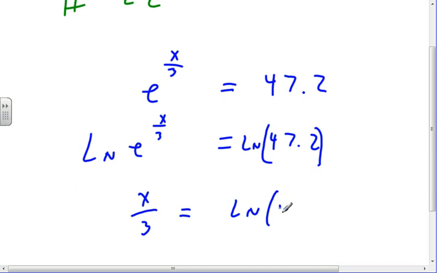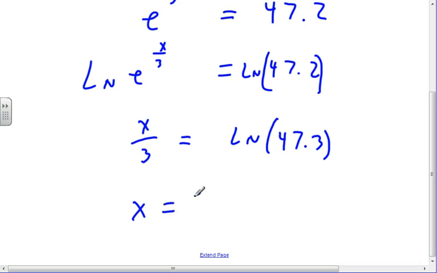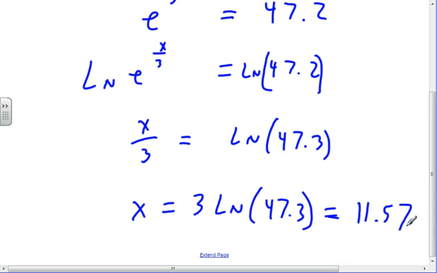Natural log 47.3, and I'm going to have x is equal to 3 times the natural log of 47.3. And I'm getting ready to write down the final answer as soon as I put it in my calculator. 3 times natural log 47.3. 4 significant digits, 11.57. Is that what I wanted? 4 significant digits. All right.